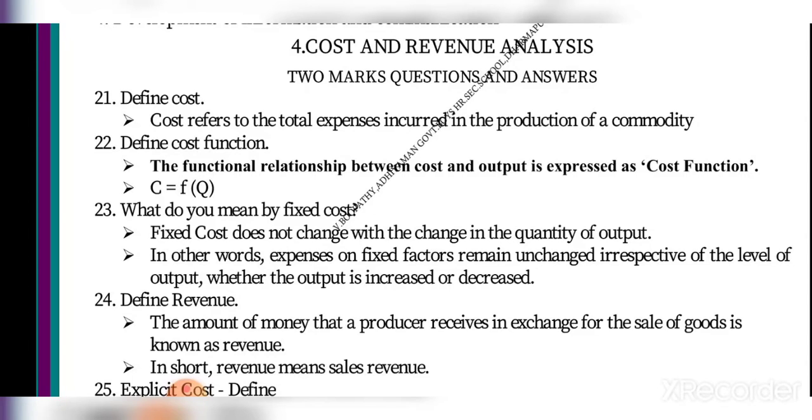What do you mean by fixed cost? Fixed cost means cost that does not change with the change in the quantity of output. Fixed means it is fixed. In other words, expenses on fixed factors remain unchanged irrespective of the level of output, whether the output is increased or decreased. So when the output is increasing or decreasing, the expense is fixed. For example, paying rent, wages, salaries, all these things.